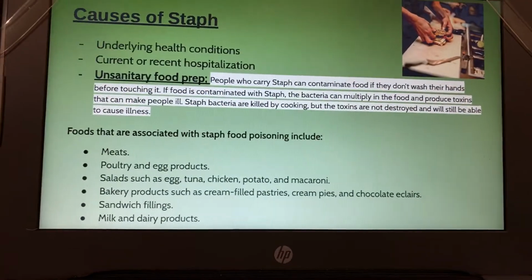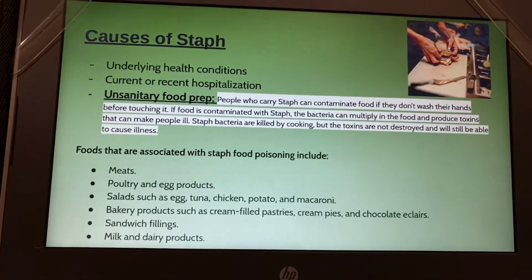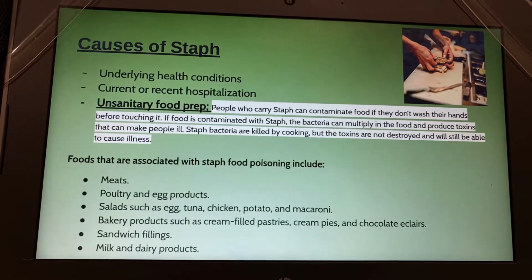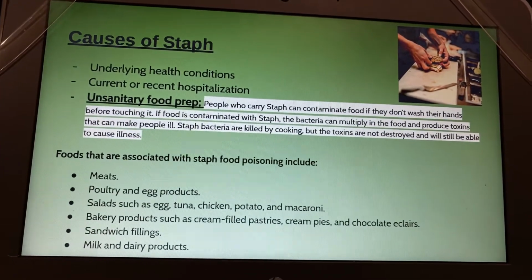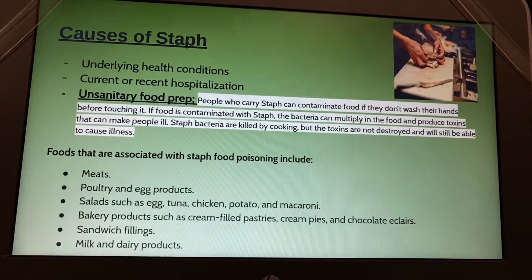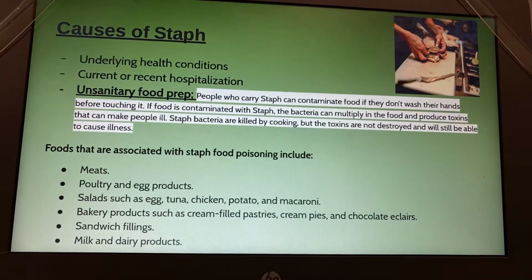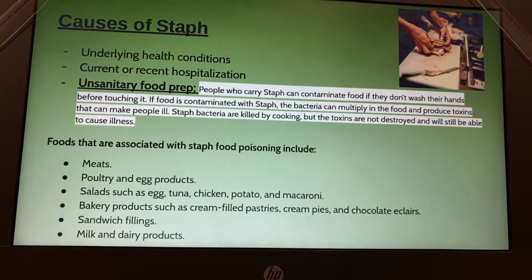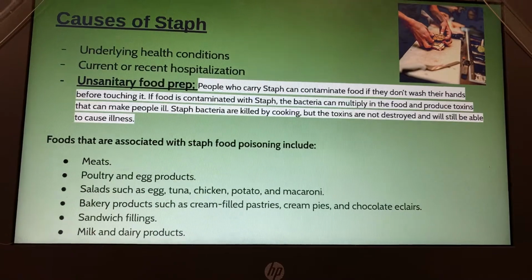Foods that are associated with staph food poisoning include meats, poultry, and egg products, salads such as egg, tuna, chicken, potato, macaroni, bakery-filled products such as cream-filled pastries, cream pies, chocolate eclairs, sandwich fillings, milk, and dairy products.